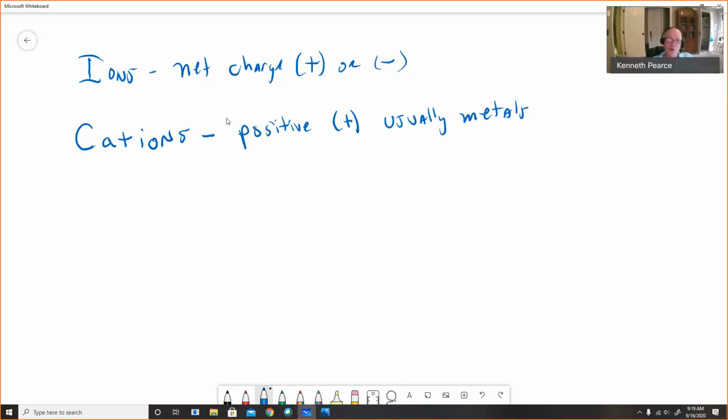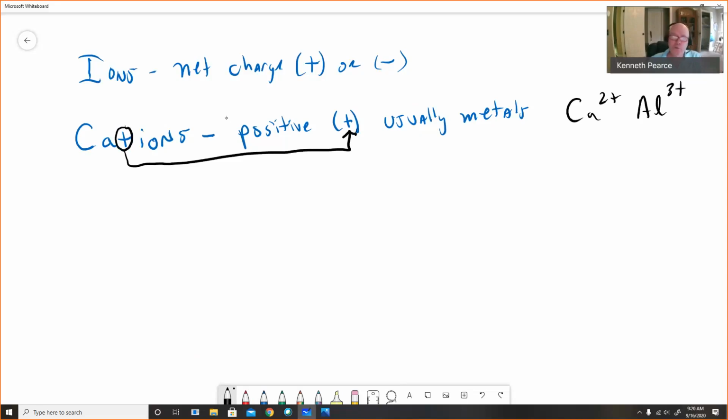That's another reason why you need to know where your metals are on your periodic table. And cations are usually positive. The way we're going to remember the definition of a cation is if you look in the word cation, and I drew that T like a plus, it looks like a plus. So cations are positive, and that would be things like calcium 2 plus, aluminum 3 plus, and so forth.